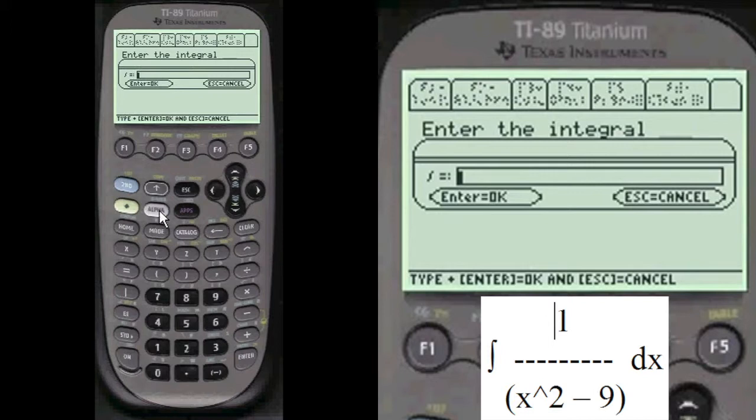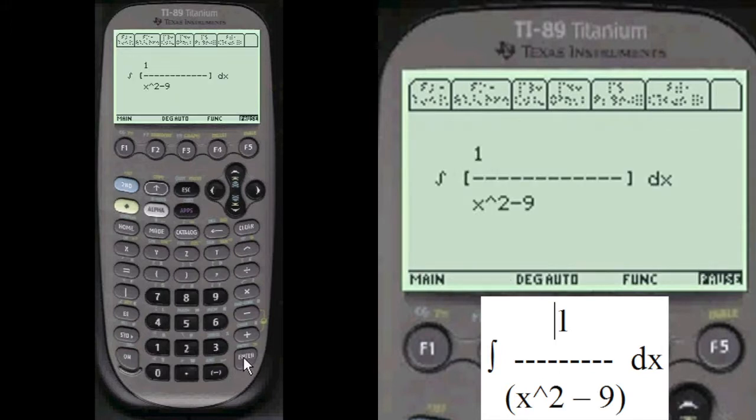We have to press alpha before we enter anything into these entry lines here, any formulas. So I'm going to press alpha, and the problem is 1 divided by, and we use parentheses for the denominator and numerator if it's got more terms in it. And this one is x squared minus 9. I always show you what you've entered.